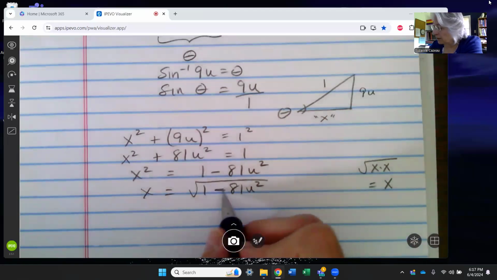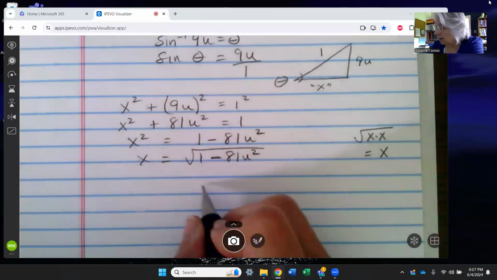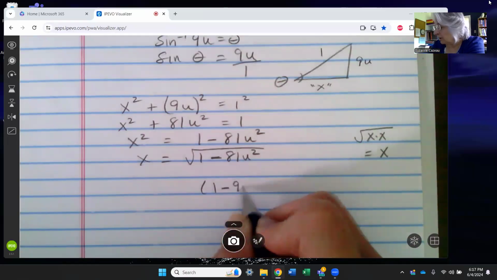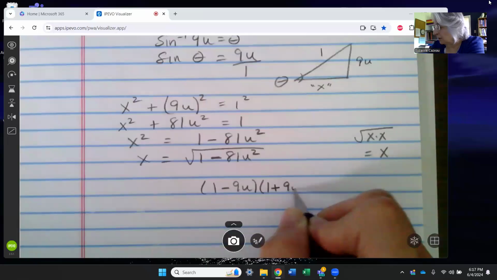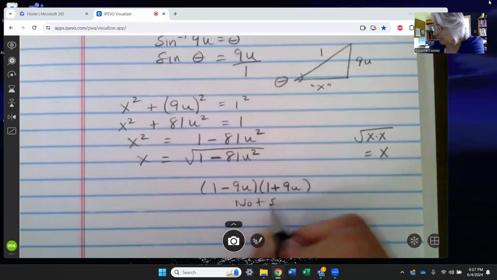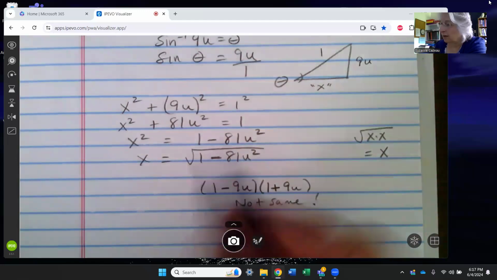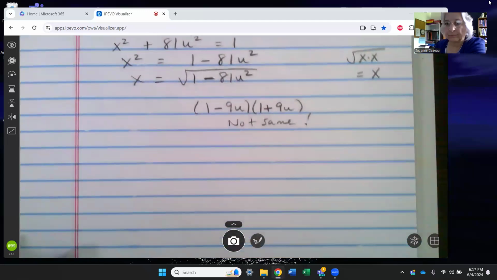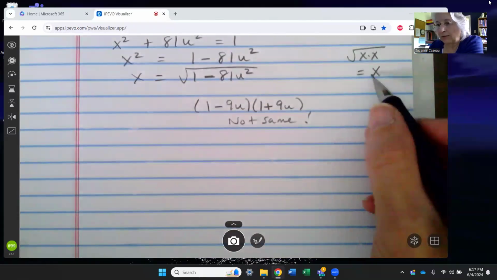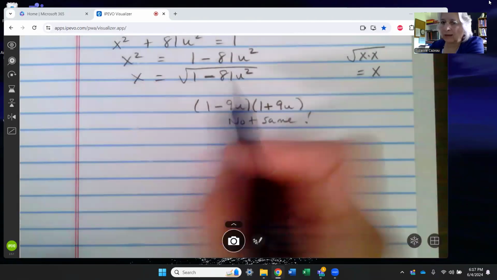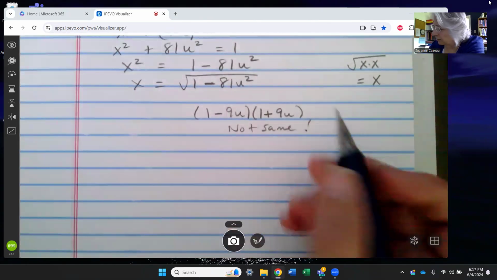You know, you're looking at this and you're thinking, well, it's actually a difference of squares. I just want to point this out. This is 1 minus 9u times 1 plus 9u. These are not the same. Okay, so don't try to simplify that, okay? So I don't have the same thing that I can pop out or anything. So don't try to simplify that radical, because I know students try to do it, but don't do it.